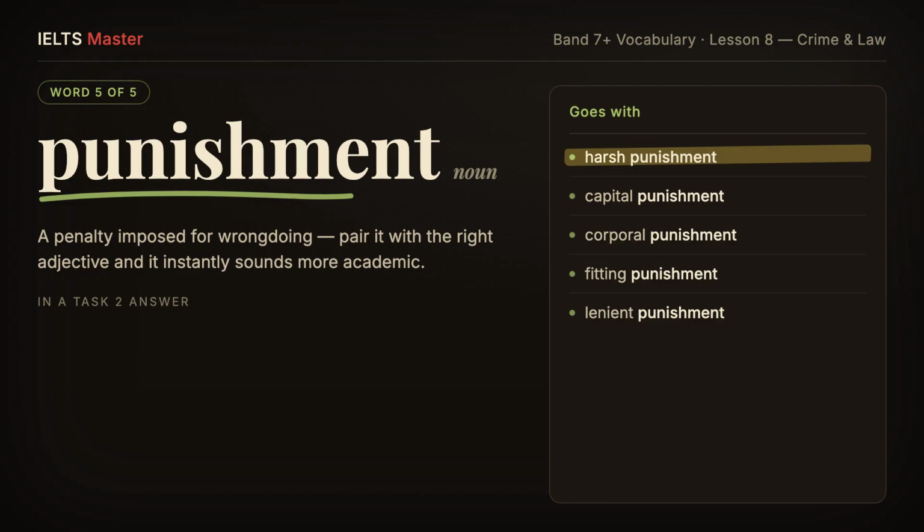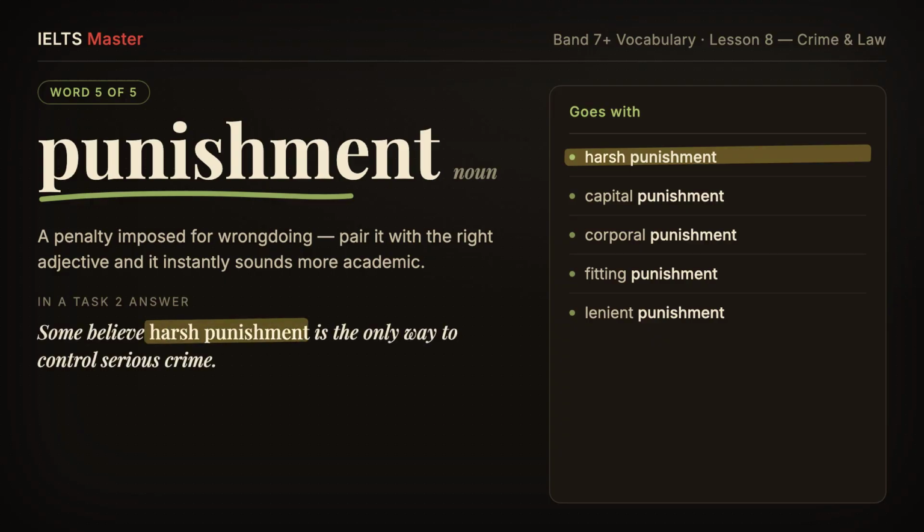Finally, punishment. Punishment is a penalty for doing something wrong. But here's the thing. The band is in the adjective. Listen to these. Harsh punishment, capital punishment, which means the death penalty, corporal punishment, which is physical punishment, and a fitting punishment, one that matches the crime. Same noun, but each one tells the examiner something different.